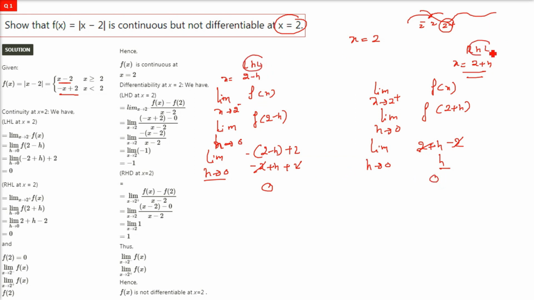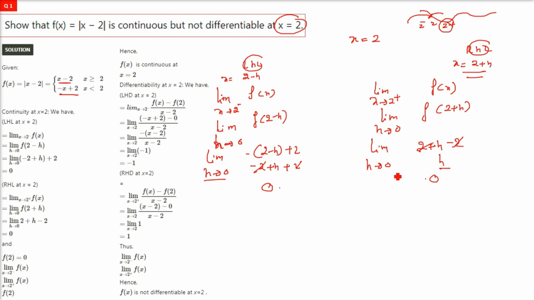So LHL and RHL are both equal. That means the continuity is there. This function is continuous. This is continuity, the first step. Now we have to check for the differentiability.